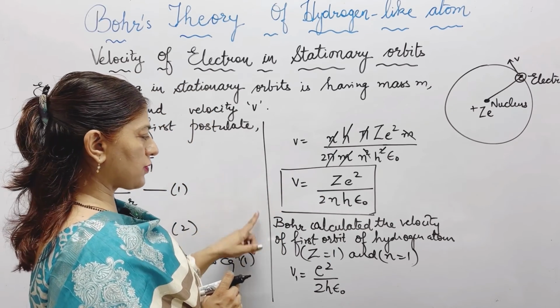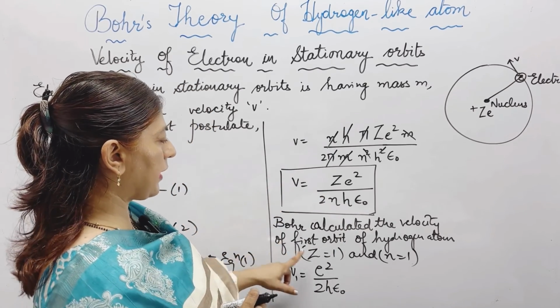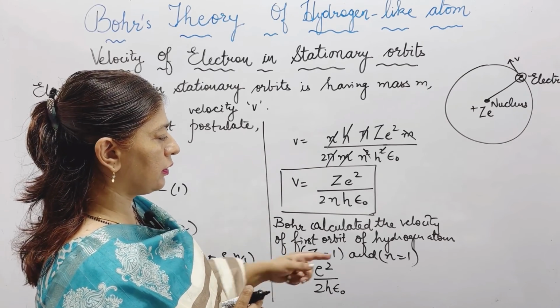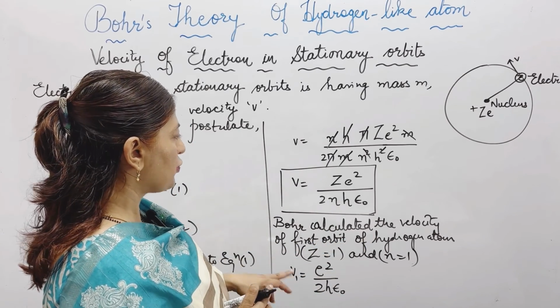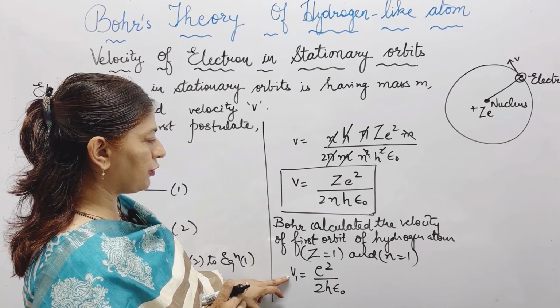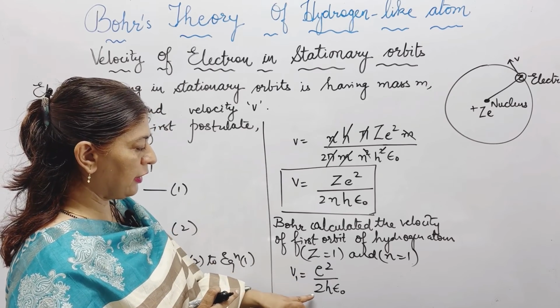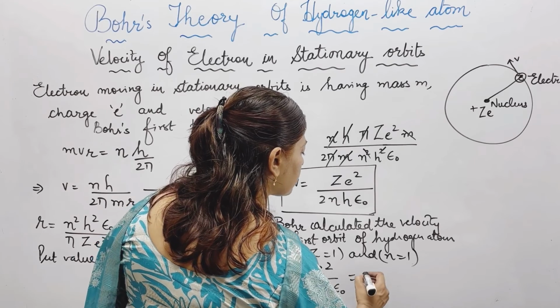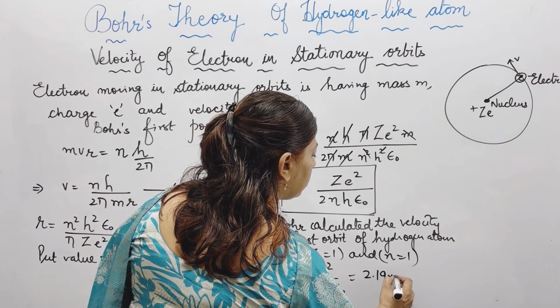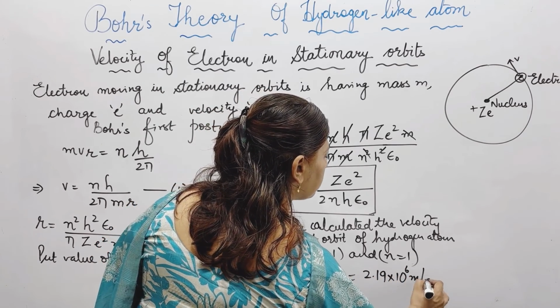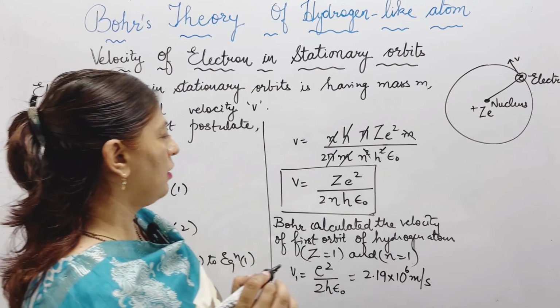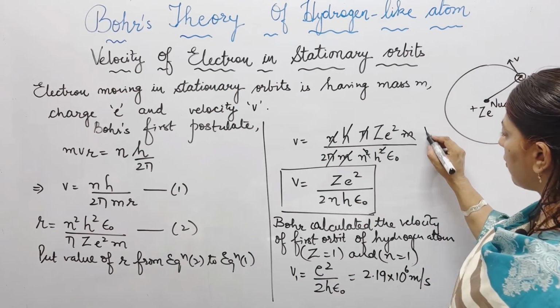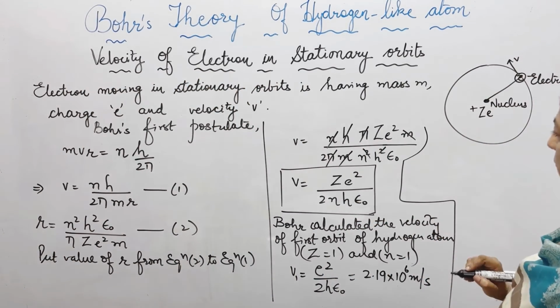So Bohr calculated this velocity for the first orbit of the hydrogen atom, taking z equal to 1 and n equal to 1. The value v1 for the first orbit is equal to e square by 2h epsilon naught. Putting in these values, the velocity comes out to 2.19 into 10 power 6 meters per second. So this is the velocity in the first orbit of the hydrogen atom.